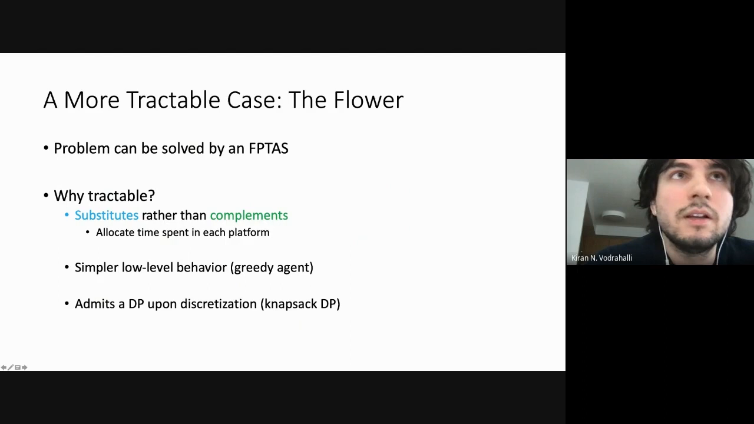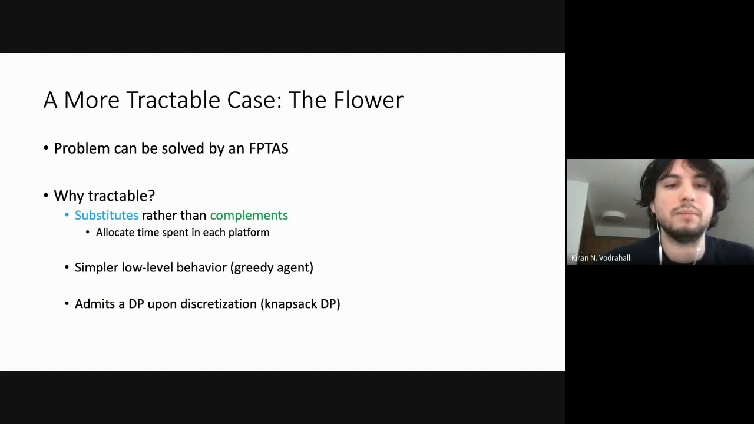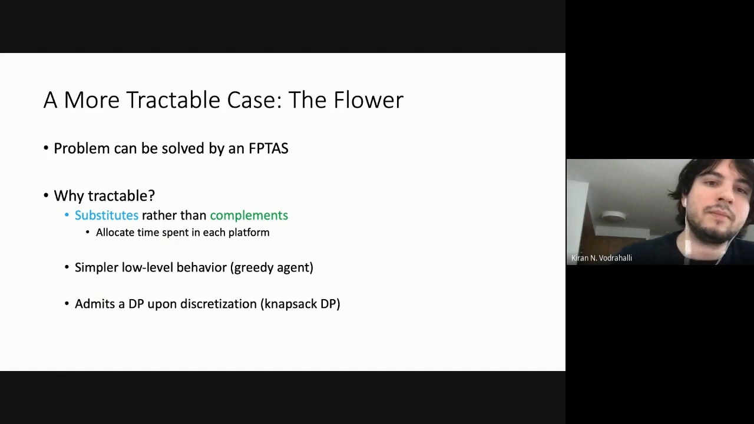One reason is the agent behavior. In general, an MDP can be solved with a linear program or something like value iteration, right, dynamic programming methods. It turns out that for this MDP, there's a simple algorithm for the agent, which is just a greedy algorithm. This makes it easier to manipulate by the platform design, and easier to analyze. In the end, we're going to get a dynamic program after we discretize some aspects of the problem, which is based off the same ideas as the classic knapsack dynamic program. So let's first characterize the way the agent behaves.